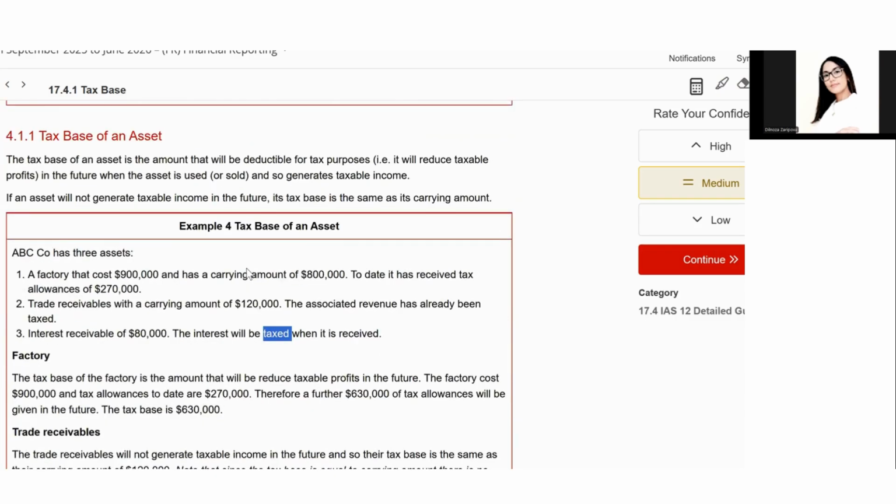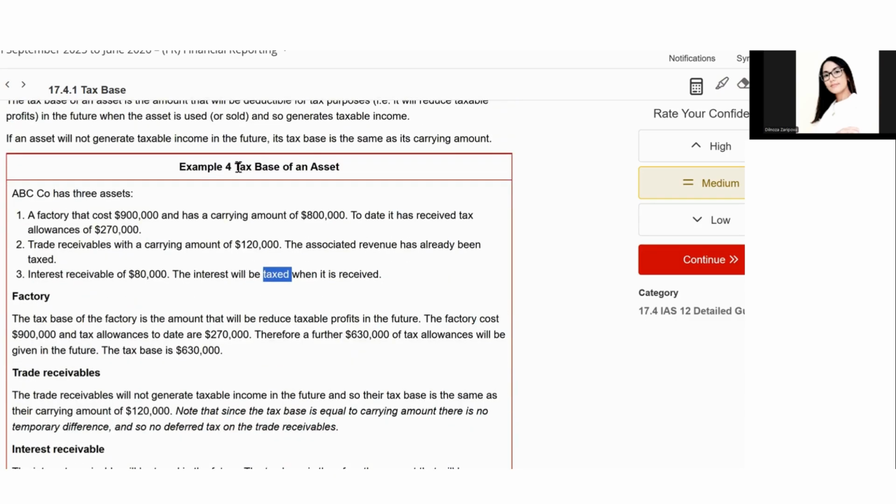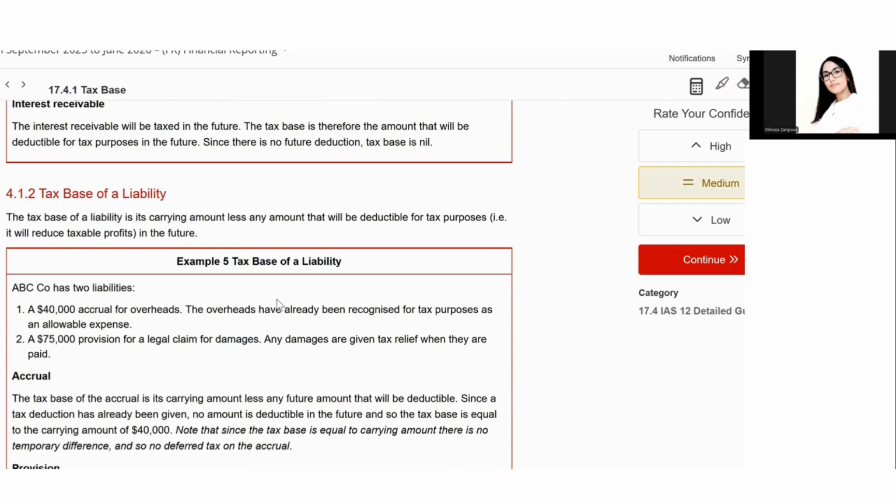Now, this was the tax base of an asset, right? Because we are using the balance sheet approach, we need to understand how to find the tax base for assets and for our liabilities. Now we will look at the tax base of liabilities, and how to find it.